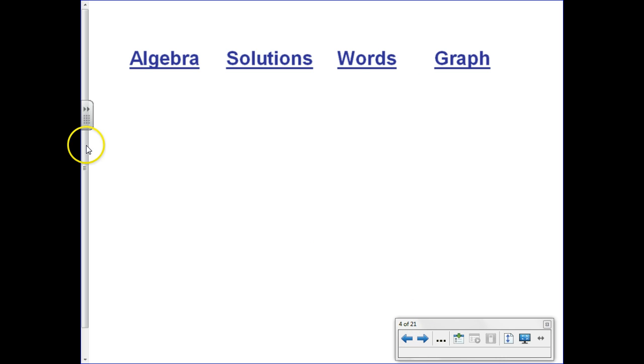I'd like you to make 4 columns in your notes here. One that says algebra, the next one that says solutions, then the third column can be words, and the last one is graph. All right, so what we're going to do is put in some situations and then describe what's happening in each of these 4 ways to represent it.